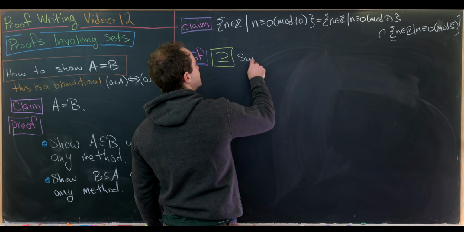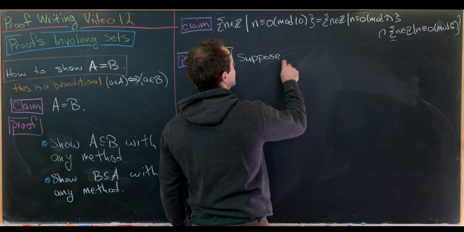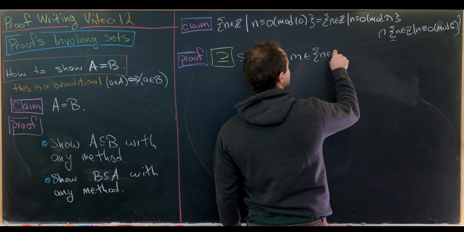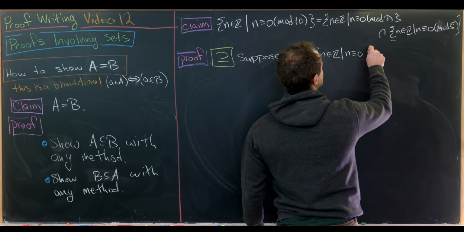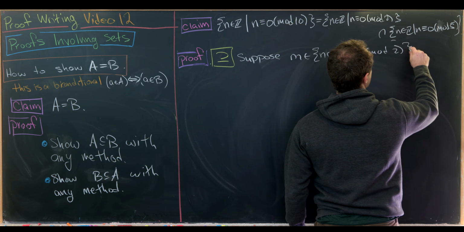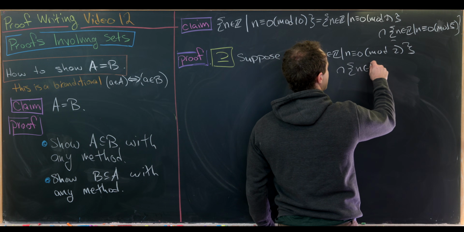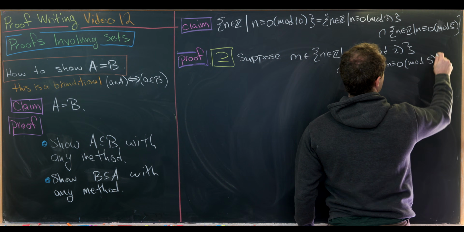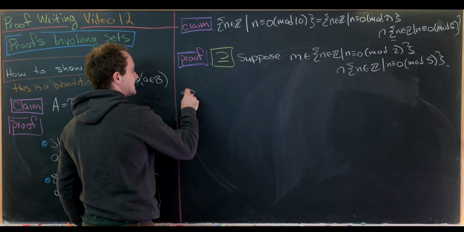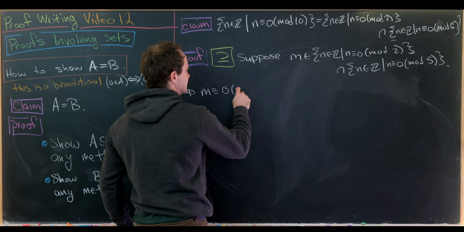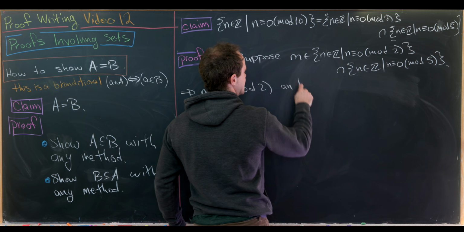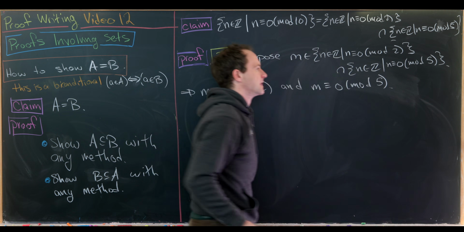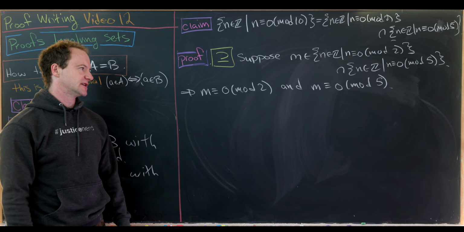So now we want to suppose that we have an element M from the right-hand side. So that means it's in the intersection of these two sets. So the set of all integers that are 0 mod 2 intersected with the set of all integers that are 0 modulo 5. But what does that mean? That tells us that M itself is 0 mod 2 and M itself is 0 mod 5. That's the entry fee to be in each of those sets.